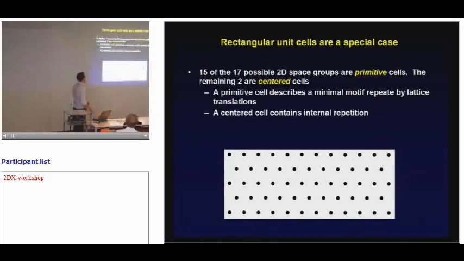And obviously, you'll see that these are compatible with different rotational symmetries. Now, the rectangular unit cells are a very special case. That being because rectangular unit cells are the only type of unit cell which can give rise to what's called a centered crystal unit cell.